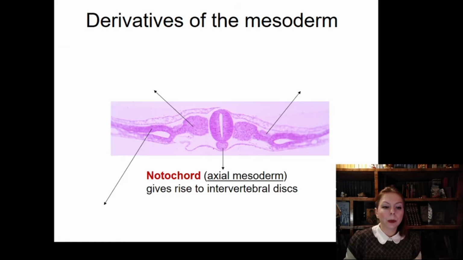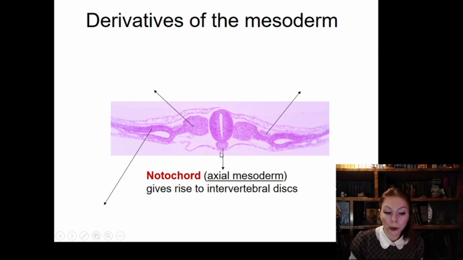Now let's talk about the derivatives of the mesoderm. Mesoderm is not a uniform layer, as we have already discussed. It has its dorsal part, which is programmed together with the notochord, you remember, and also intermediate and lateral plate mesoderm.